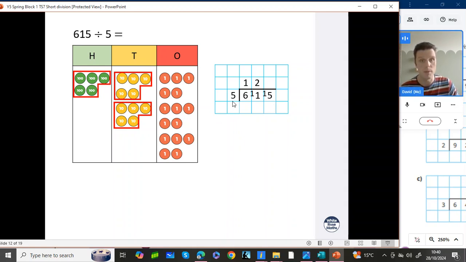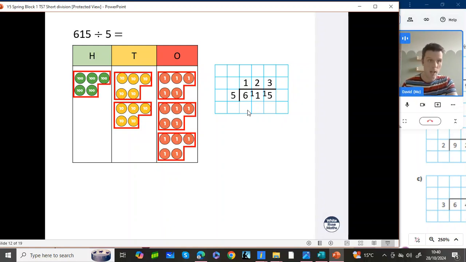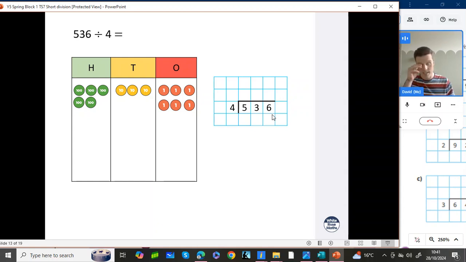Okay, and then we look at how many 5s are there in 15. So we count the 5s, we've got 1, 2, and 3, and we write a 3 on the top and no remainders. Okay, on this worksheet, there are no remainders at the end of your final digit. If you do have any remainders, you may have made a mistake. That's worth double checking. Okay, let's do the same now with this method, with this one.